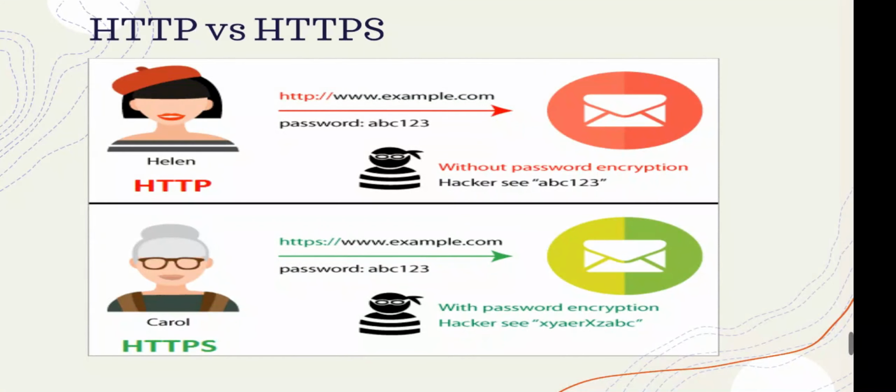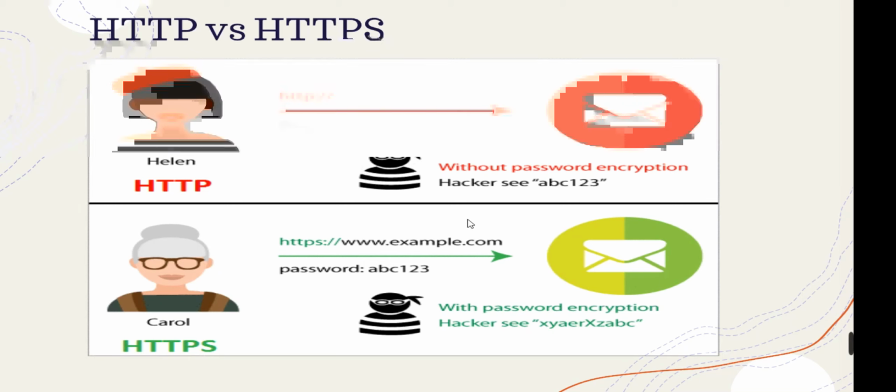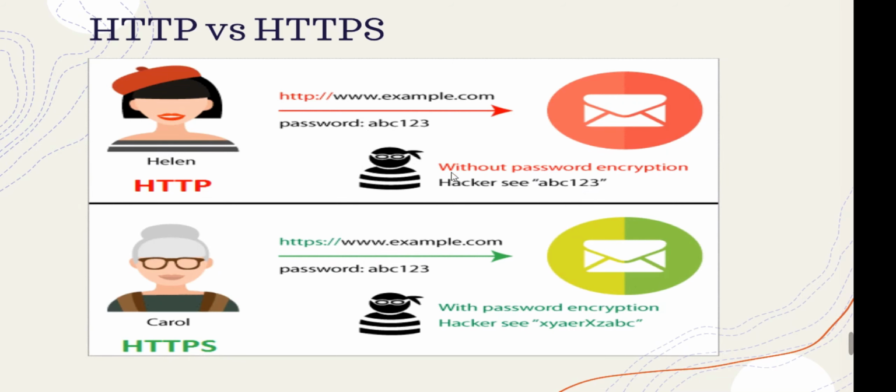Okay, here is a simple example. Now we are using some mailbox. Helen is using http://www.gmail.com, example.com. Now it's not a secure connection. Whatever she is entering, her mail address, and after that she enters her password. Her password is like abc123. Here one hacker is there. He can see your password without encryption. That password is not encrypted with HTTP.